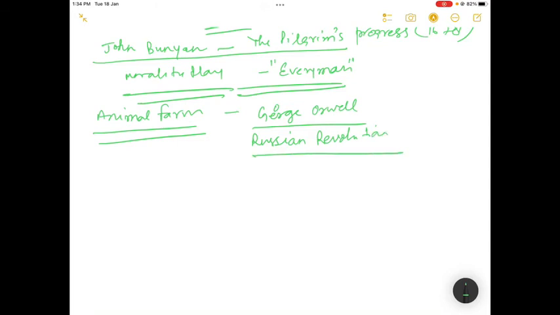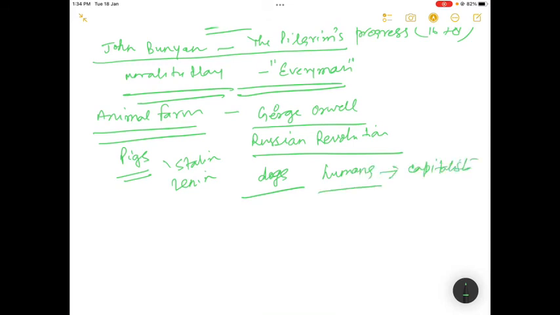And each of the characters represents some figure from the revolution. We have pigs actually in the Animal Farm. Pigs represent communist leaders like Stalin, Lenin. We have the dogs also as characters there in the Animal Farm. They also represent something. The humans are there. The humans represent, for example, the capitalists. Horses are there as characters in Animal Farm. They represent the working class. So actually this is the hidden meaning.